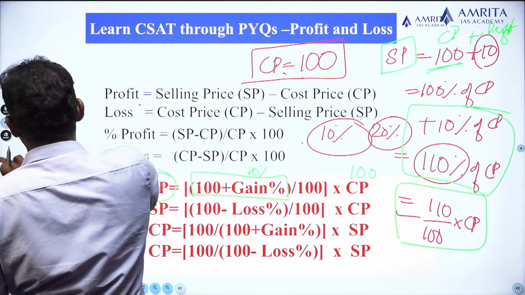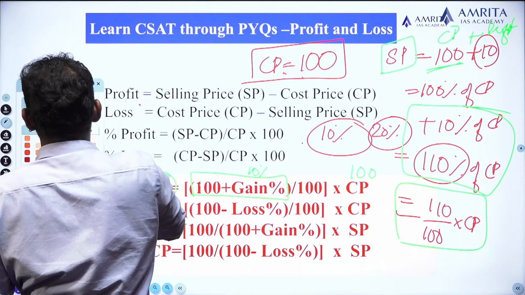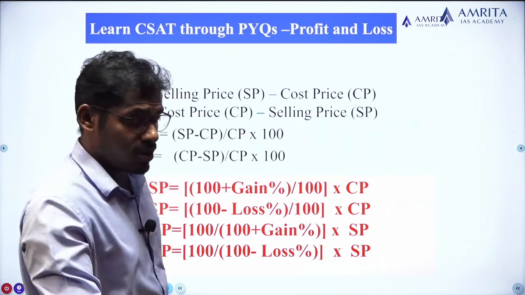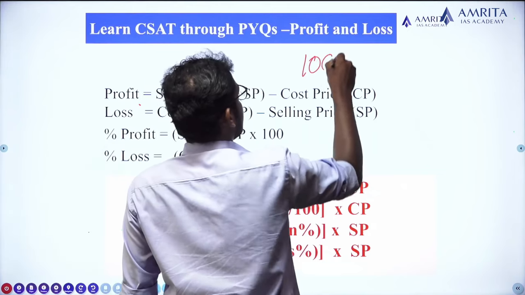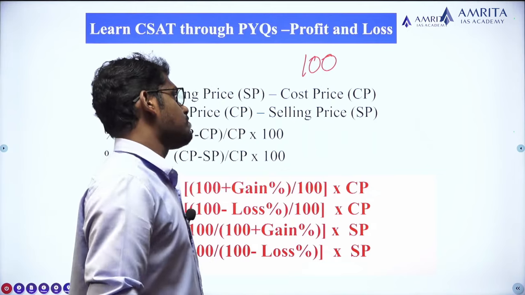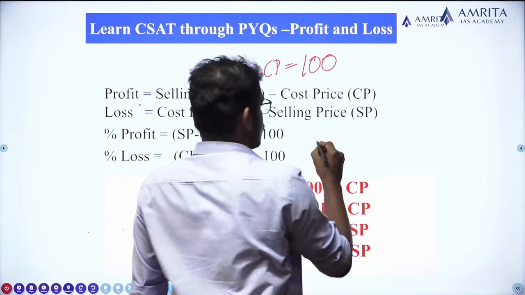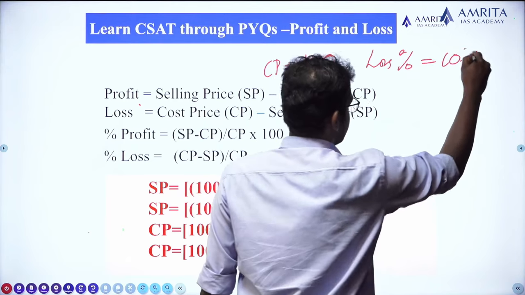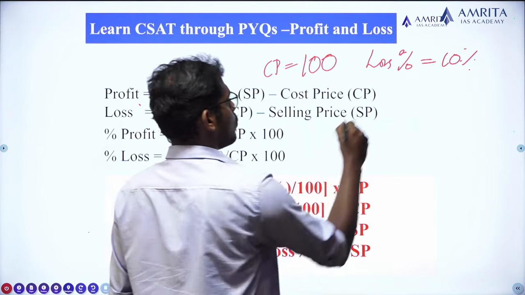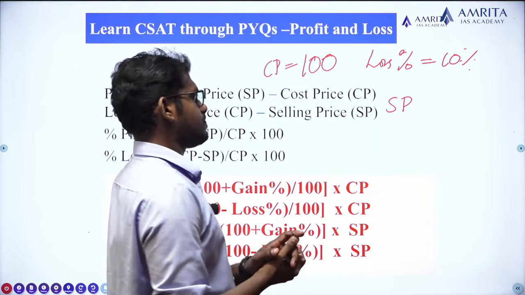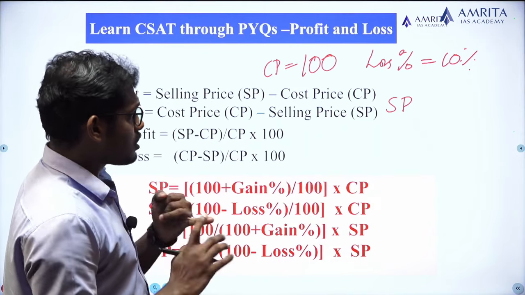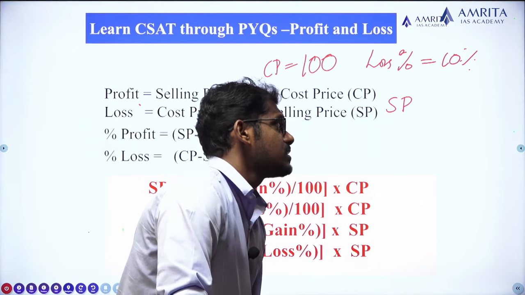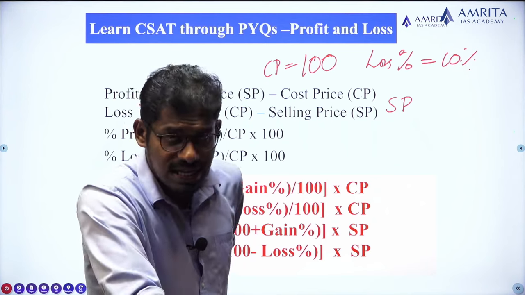Let me discuss a case of loss. If the cost price is 100, he or she suffered a loss percentage of 10%. I have to find out the selling price. Clear? Okay. So the cost price is 100 and the percentage of loss is 10%. And we have to find what the selling price is.